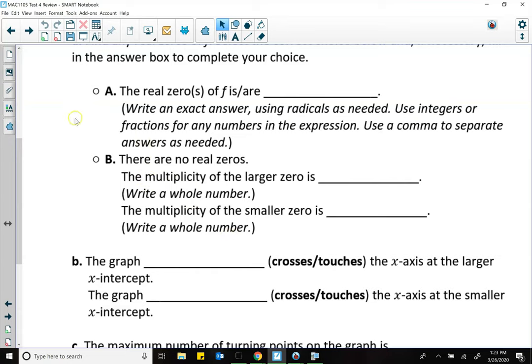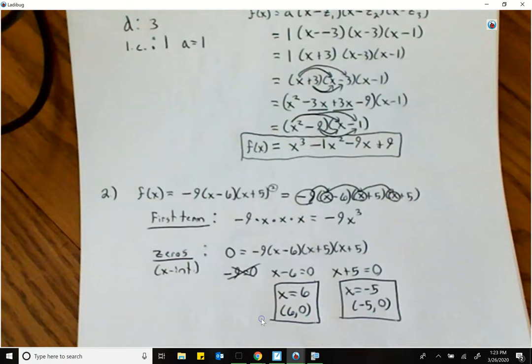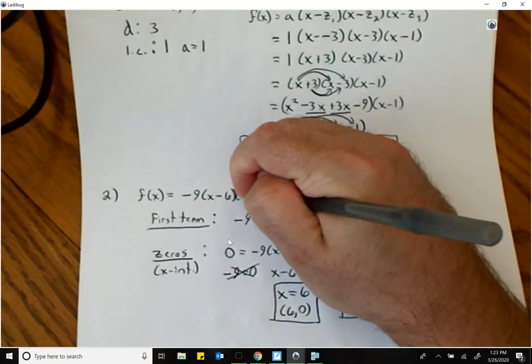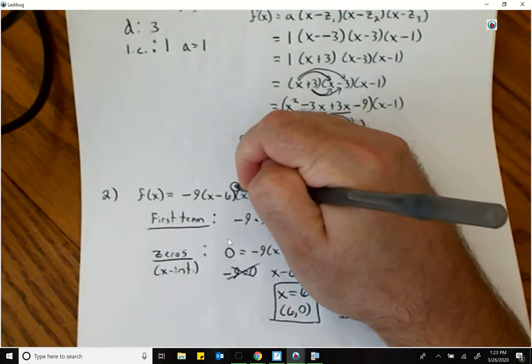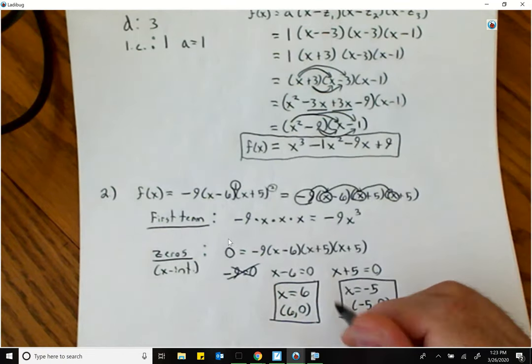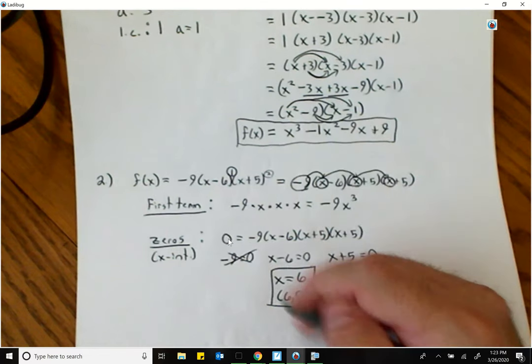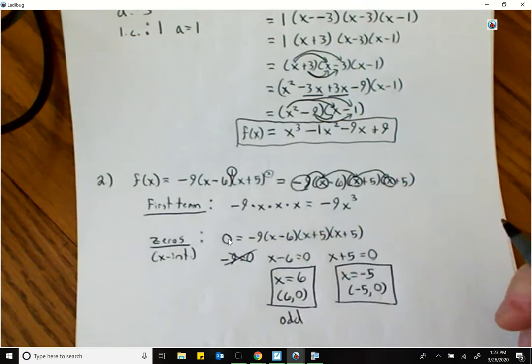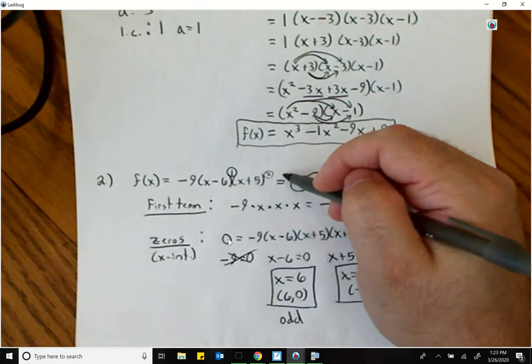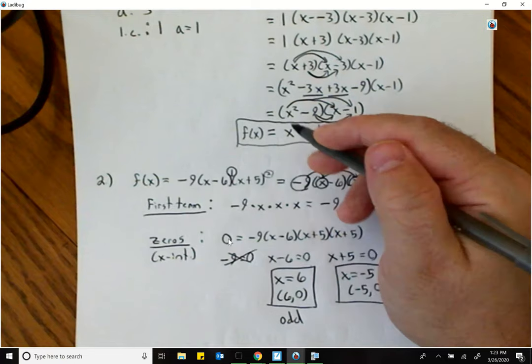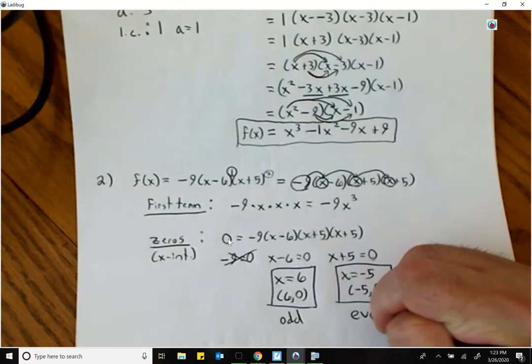So there technically is this part right here, A and B, is the first question. But that first question also has a follow-up because it now wants to know the multiplicities. So the multiplicity, if you remember, going back, is all about the powers on the parentheses. So if we look at this parenthesis right here, there's a power there. Even though it's not written in, there's that imaginary one. So the power for the x-intercept of 6 was 1. And that is odd. That's important for us. We look at the power for the x plus 5, and that's 2. Okay? So that is even.